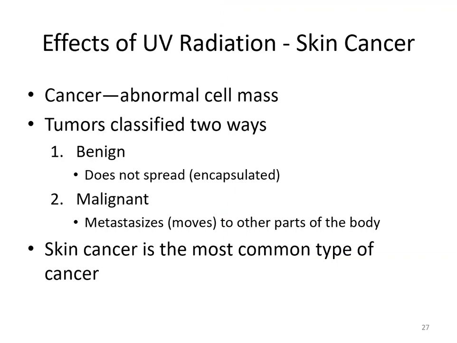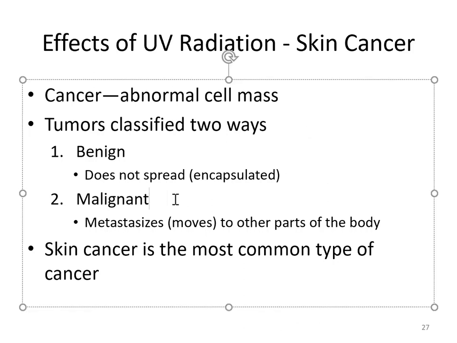Now, something I want everyone to be learning at some point in my class is to be able to know how to detect skin cancer to a degree, or something that might potentially be a skin cancer. So just some really basic things about skin cancer, or just cancer in general. Cancer is an abnormal cell mass, and there are two different ways that you can classify tumors. One is benign. That's a tumor that doesn't spread. It's just encapsulated. And the more dangerous type of tumor is the malignant tumor.